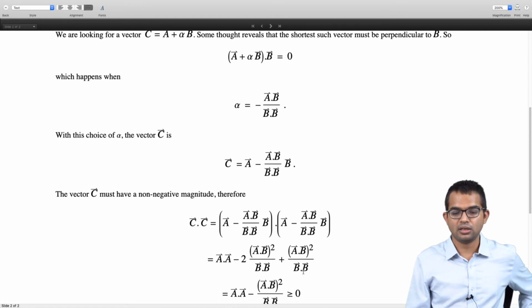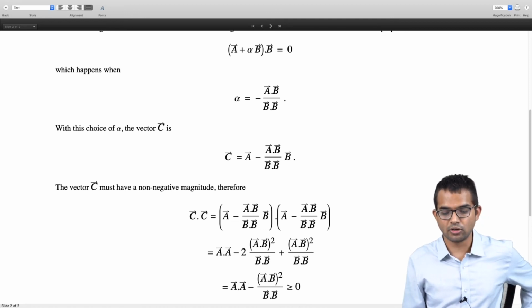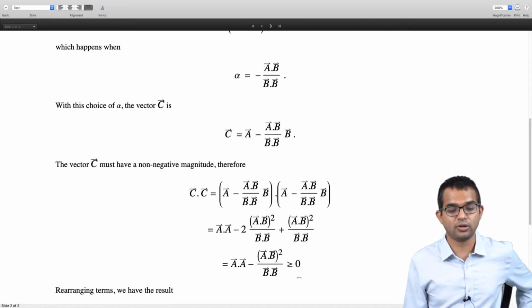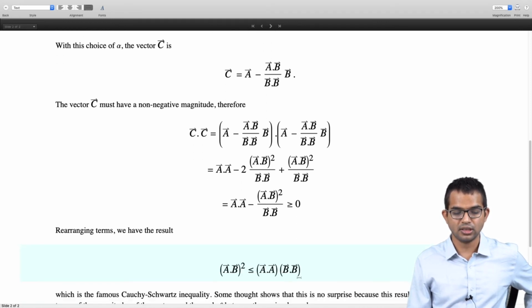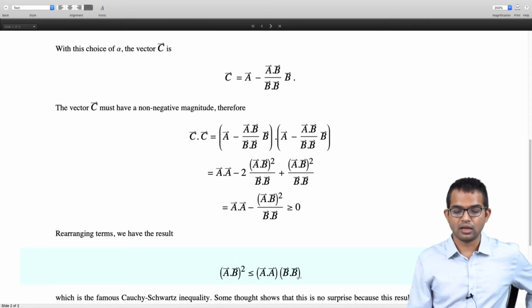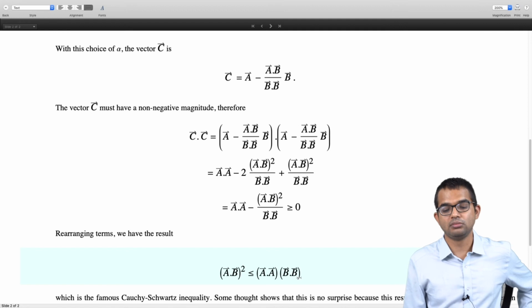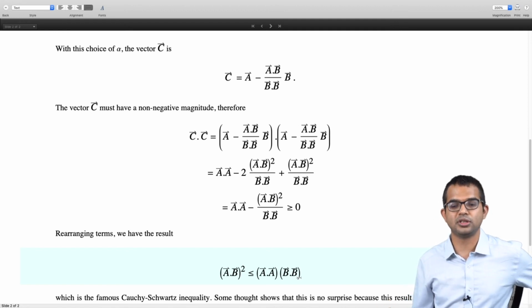So if I cancel out one of these terms from the second and the third, then I am just left with A dot A minus A dot B the whole square divided by B dot B. Now this quantity must be greater than or equal to 0. Right, so if I rearrange these terms, I have the famous Cauchy-Schwarz inequality, which states that if I take the inner product of any two vectors, square it, then this necessarily must be less than or equal to A dot A times B dot B.